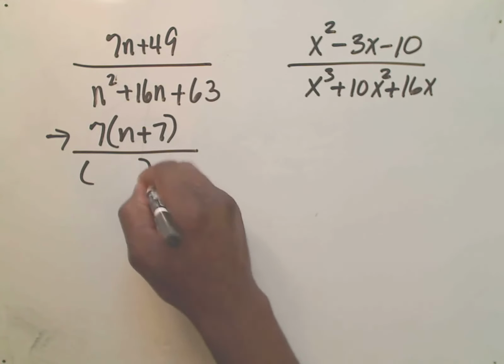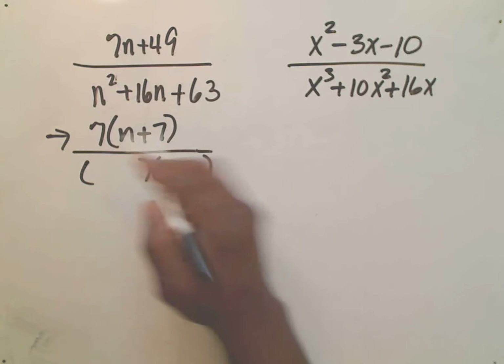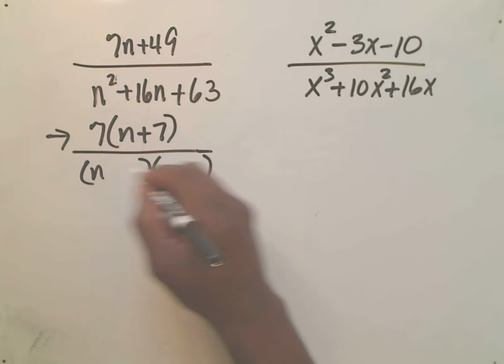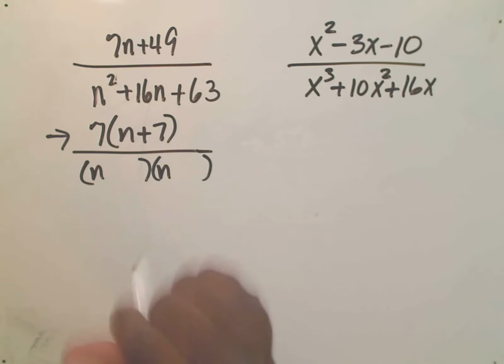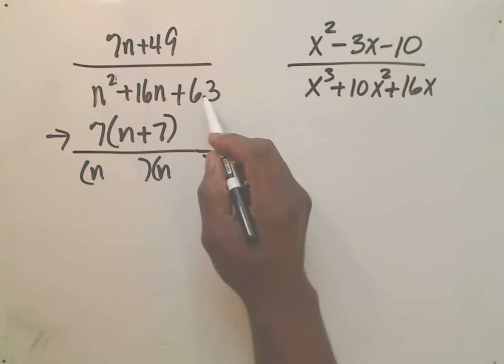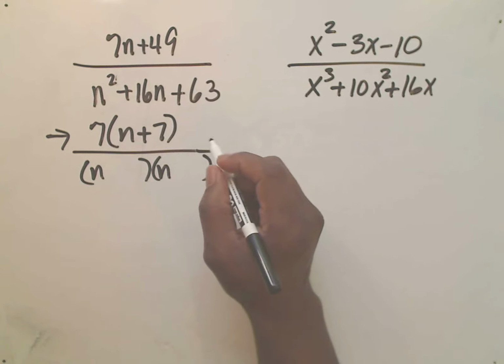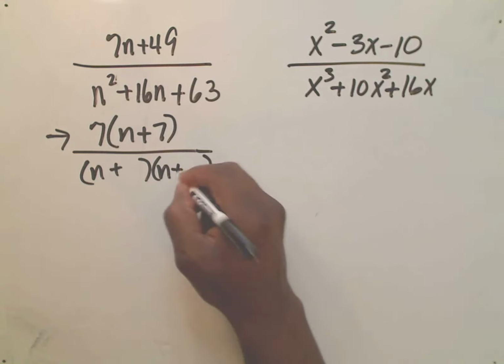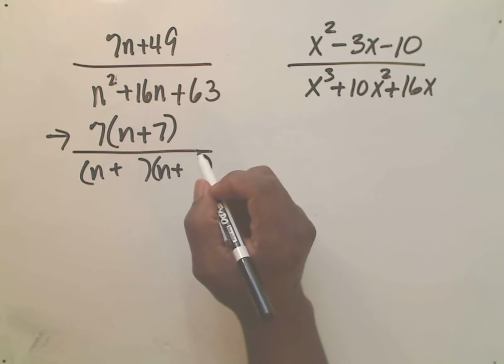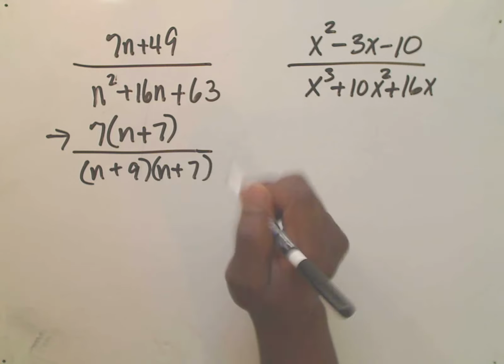Again, I have a clean trinomial where the leading coefficient of n squared is 1, so I'm just going to say n times n will give me that first term. And then I need factors of 63 that add to give me 16. Now both of these are positive, so the signs are going to be positive. But I need factors of 63. So how about 9 and 7?